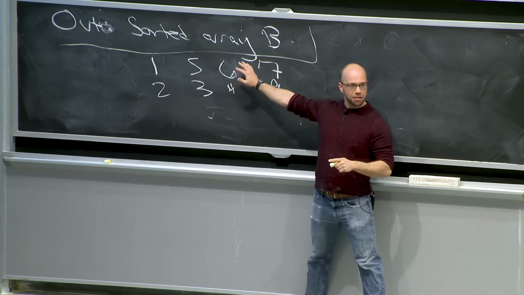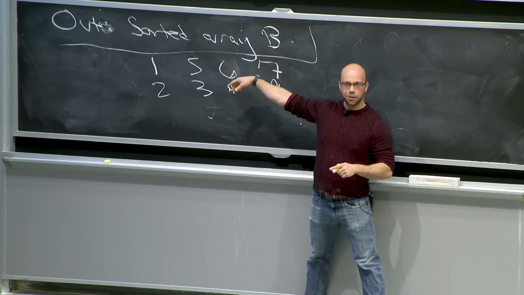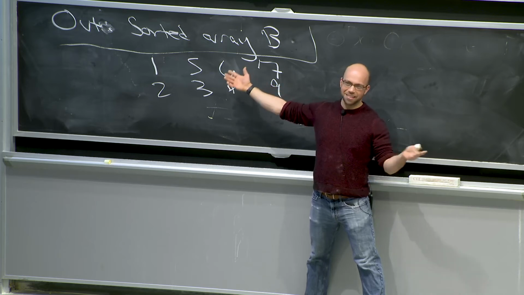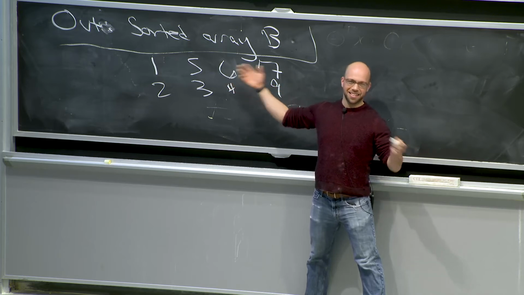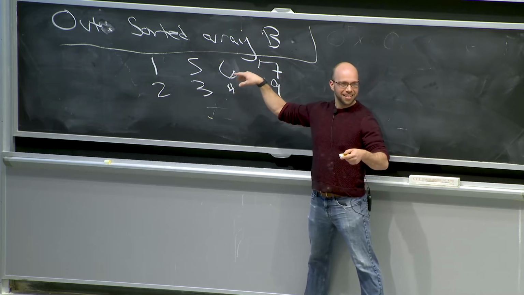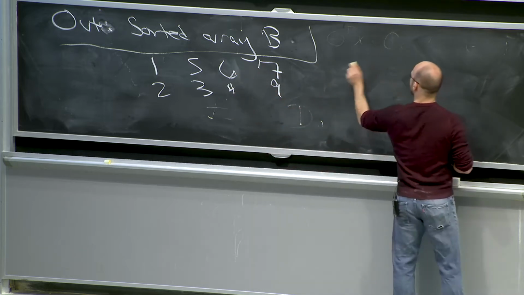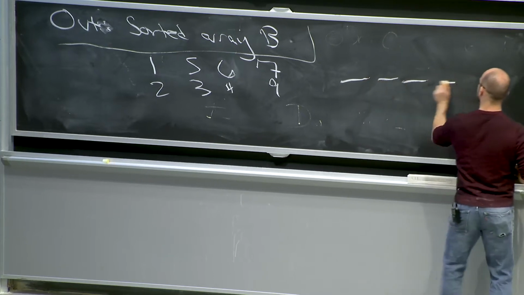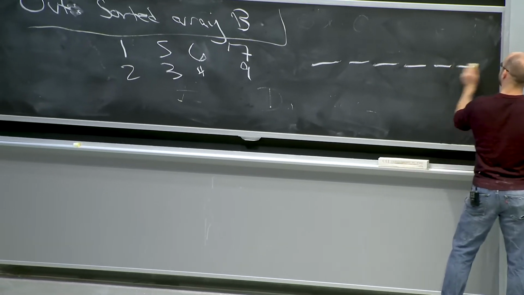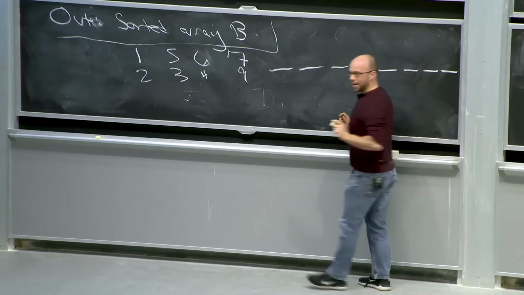So how many elements are in my merged array if I'm merging two things of length 4? I don't ask you guys hard questions. It's 8. Yeah? 4 plus 4? 8? OK. So what do I know? I know that my merged array has 8 elements.